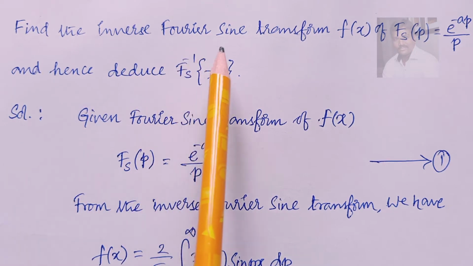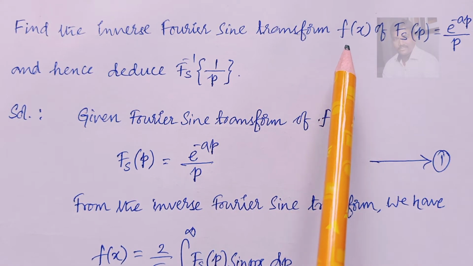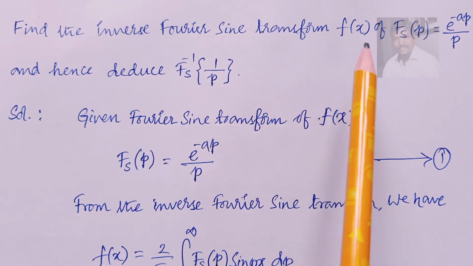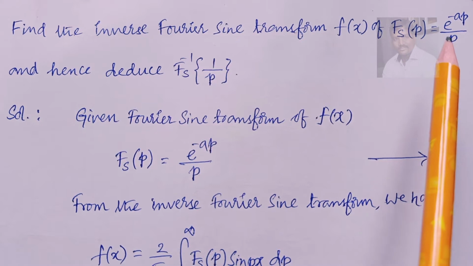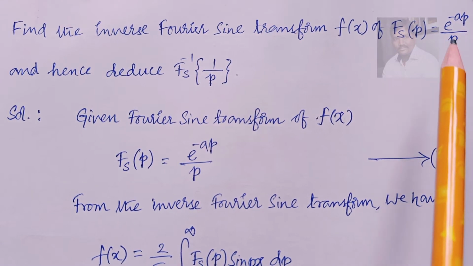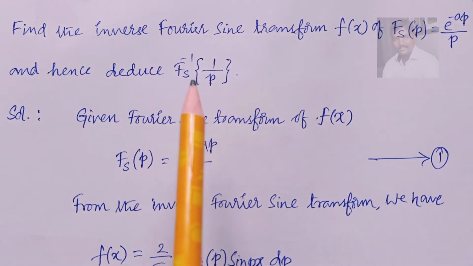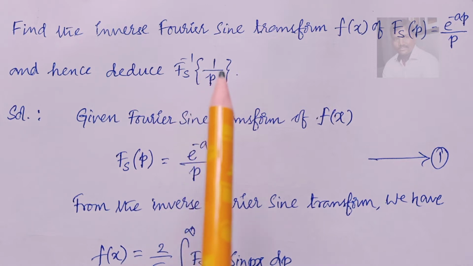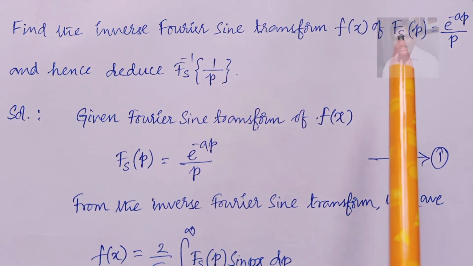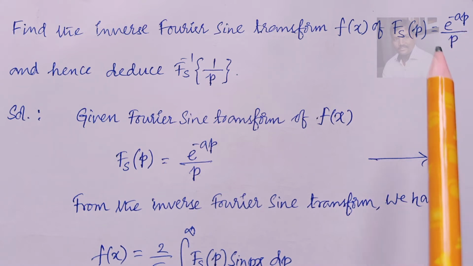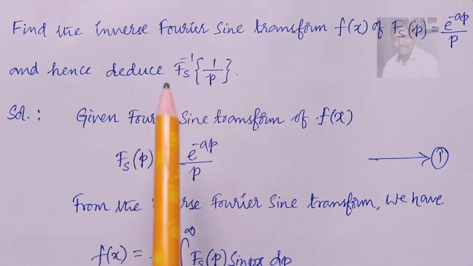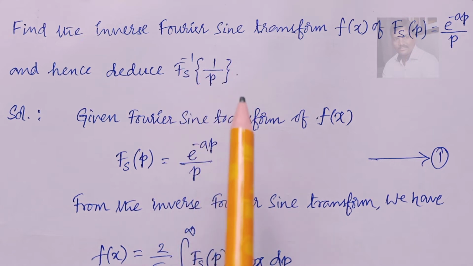Find the inverse Fourier sine transform of f of x, given Fs of p is equal to e power minus ap by p, and hence deduce Fs inverse of 1 by p.